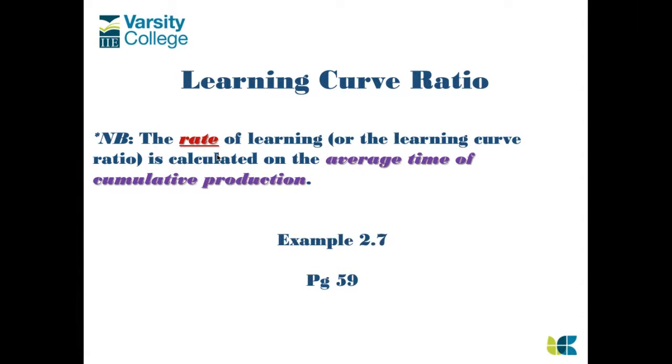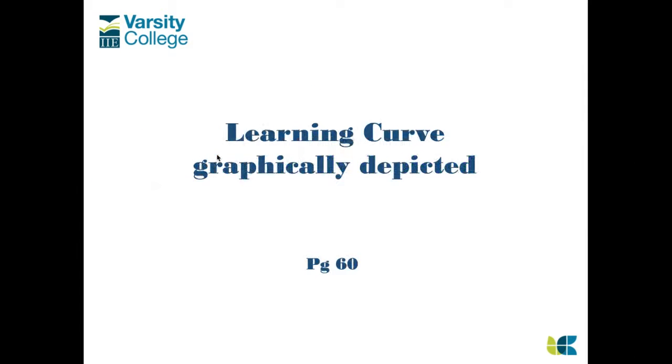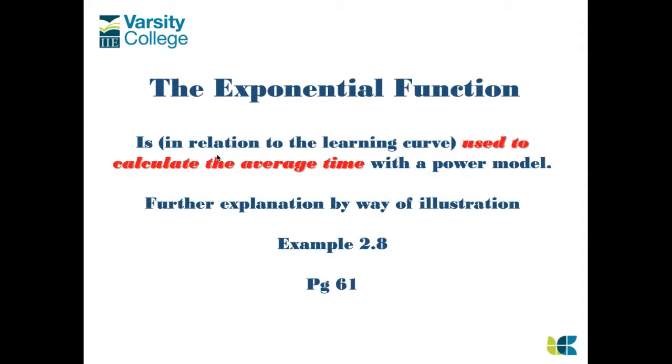Then here we have the learning curve ratio. The rate of learning, or the learning curve ratio, is calculated on the average time of cumulative production. This is what we will begin to dissect and practice tomorrow when we get together. We'll also have a look at this graphically together tomorrow.